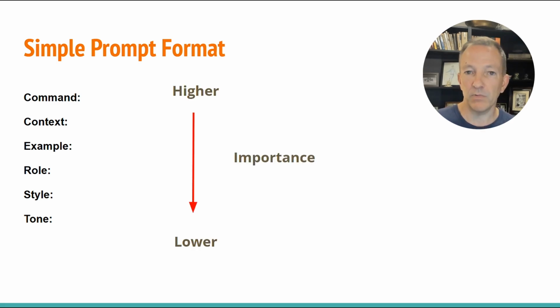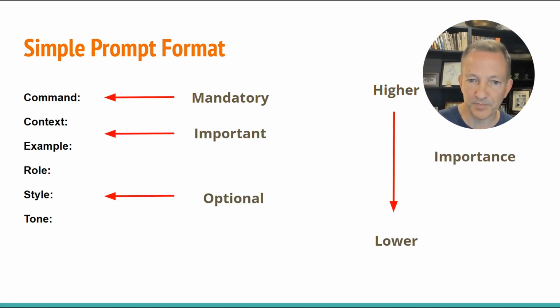Now, what's really key to note, though, is that there are some things that are more important for AI to understand than others. And you can play with this, but this is how I look at it. When you tell it what you want it to do and you give some background information, that is really high importance. And when you get into style and tone, it is not as critical to telling AI what you want. So I look at it this way. The command is mandatory, context and example, very important. And then role and style and tone can be optional depending on what you're trying to create.